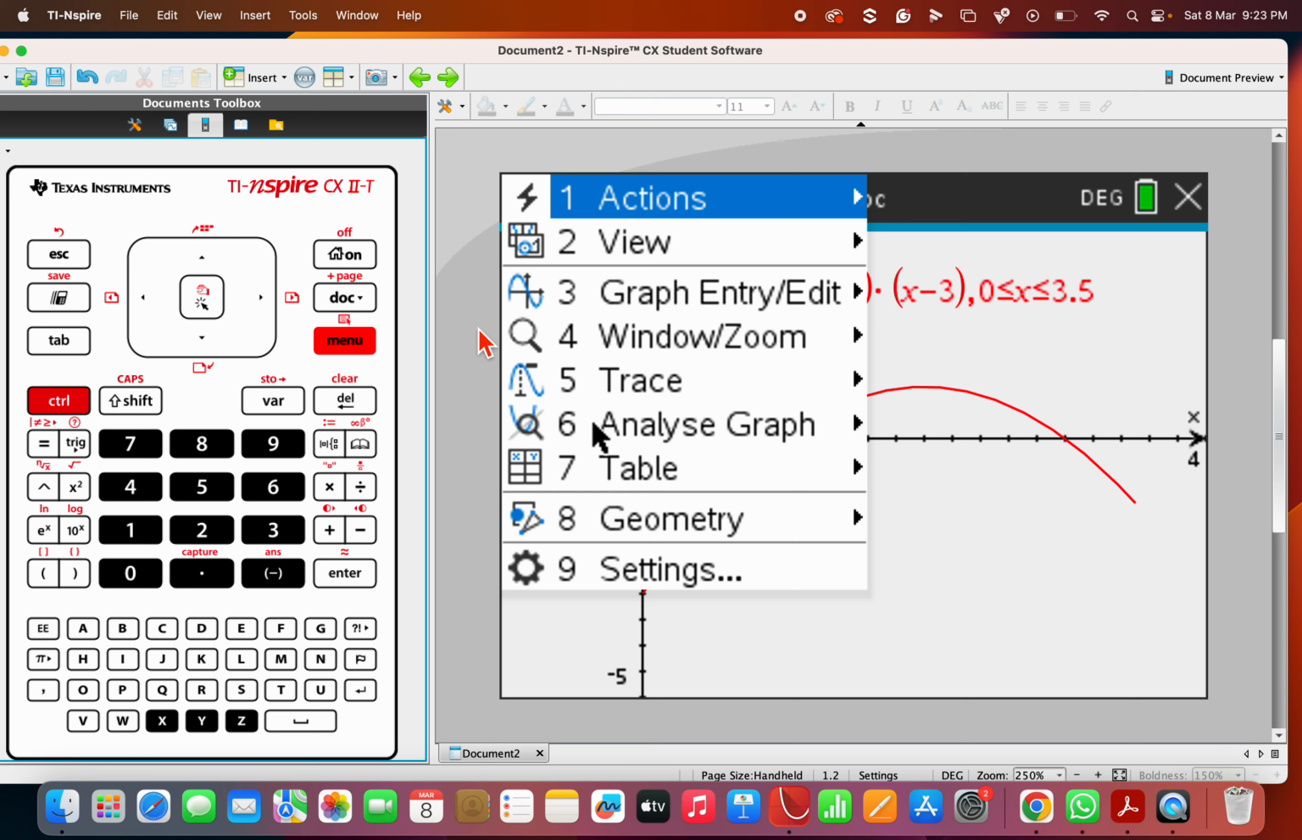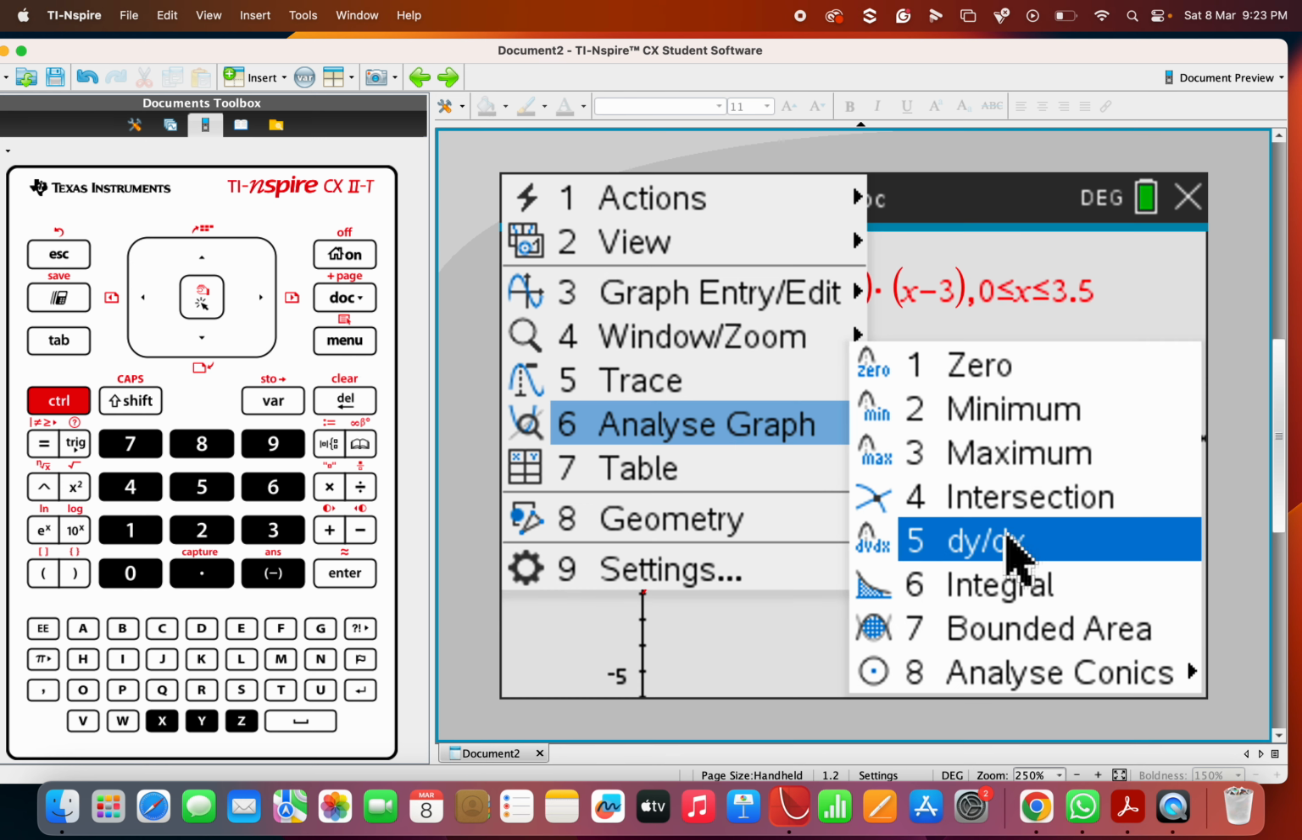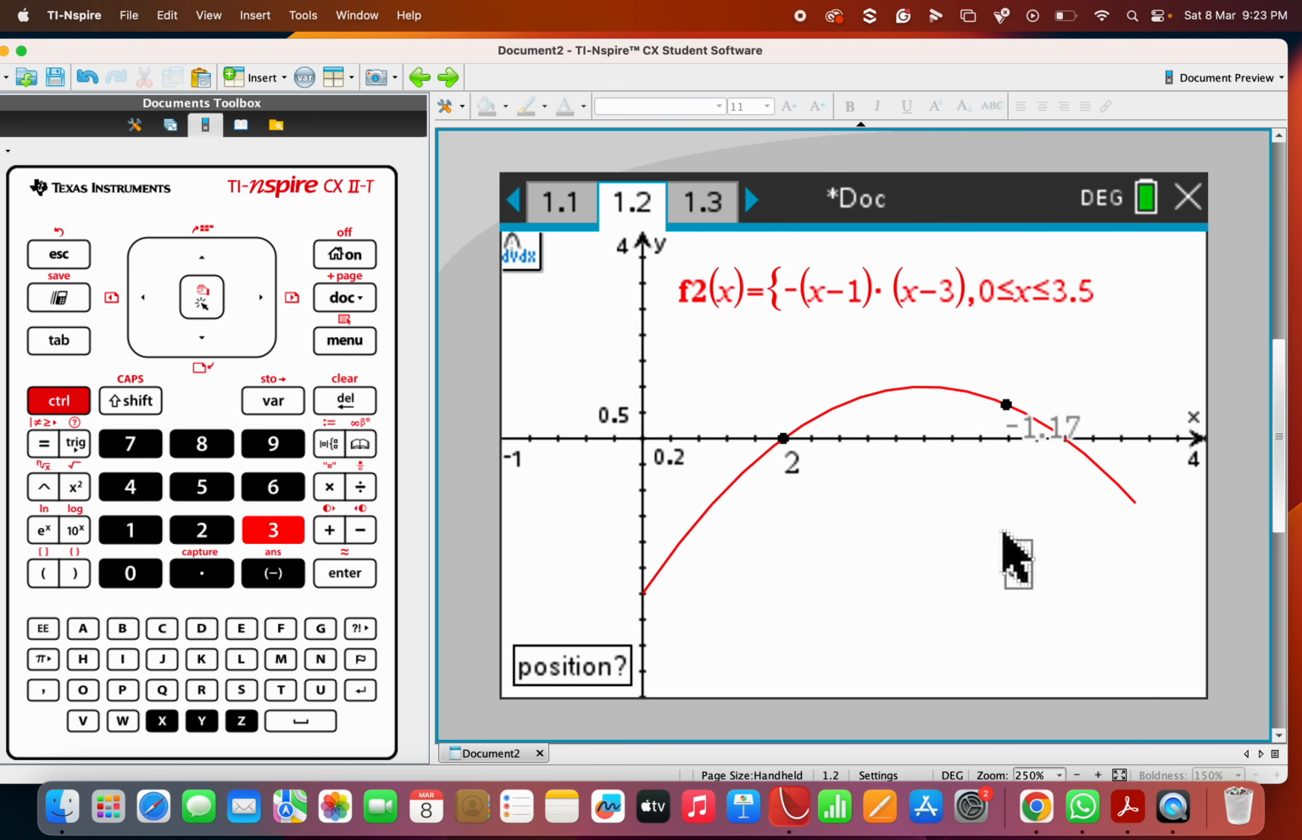Let's do that again. Menu, analyze graph, dy by dx, and now we want 3. And here the gradient is -2. Now that's correct, right? There should be a symmetry to this quadratic function. So we've got a +2 gradient here, 2 meters per second squared, and we've got -2 meters per second squared, so negative acceleration.